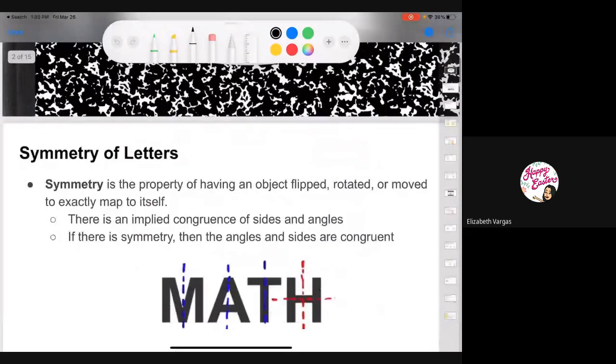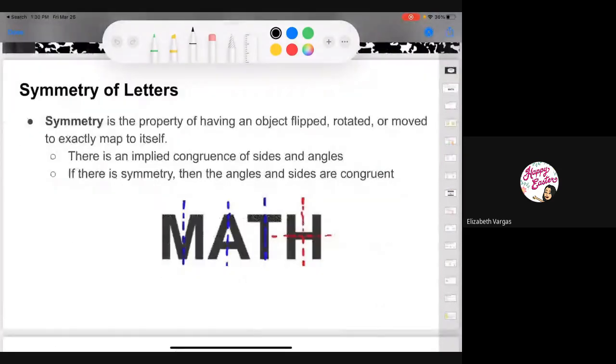Okay, so what is symmetry? Well, symmetry is basically the property of having an object flipped, rotated, or moved to map exactly onto itself. The one that we're most often familiar with is something being flipped onto itself. If you ever created a Valentine's Day card, if you fold a piece of paper in half and then cut one half of the heart out of it and then unfold it, you'll get two congruent halves, and those two halves are symmetrical. And so that's the type of symmetry that we know.